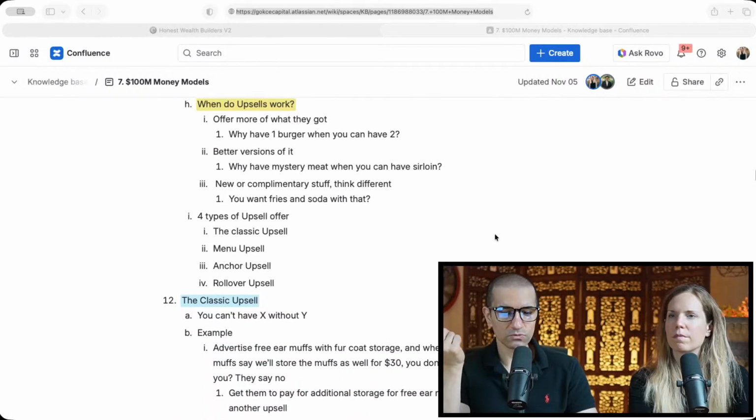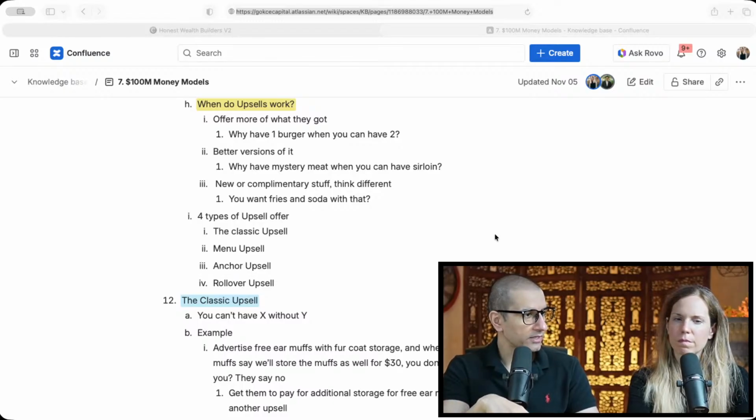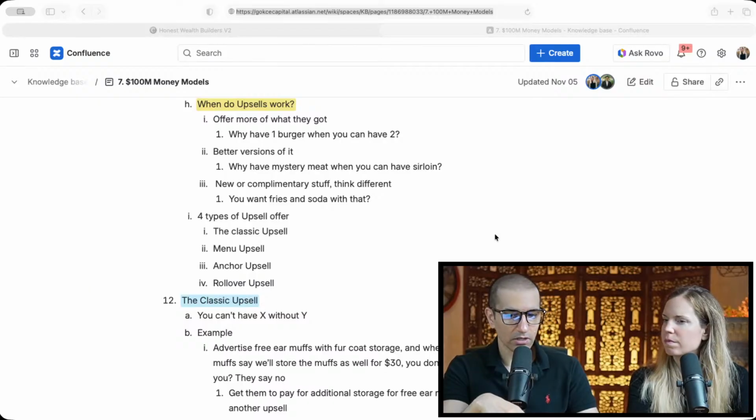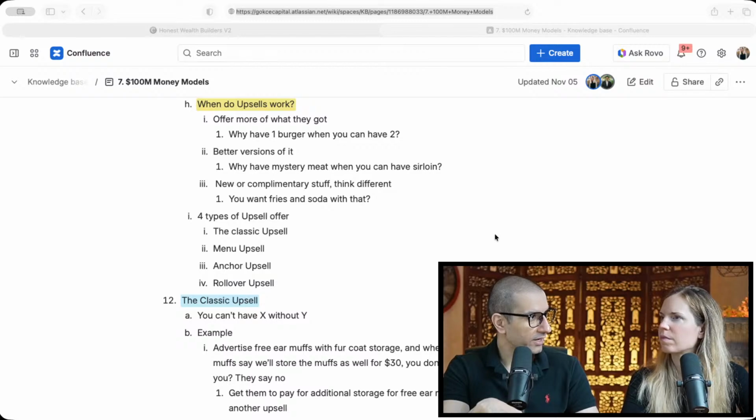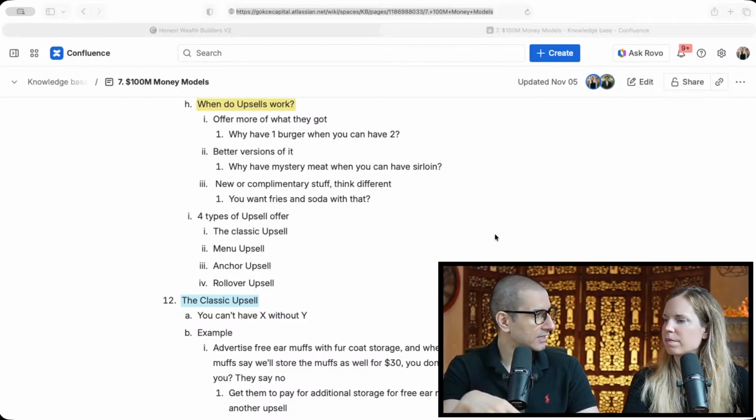So when do upsells work? You offer more of what you already have. So you say, oh, you just sold a property in the same area, I can give you one more if you buy one more from me. I can give you 10% off if you have a cousin or someone who's looking for it. Like, why have one burger when you can have two?